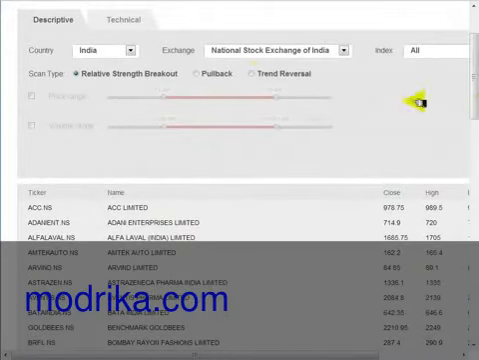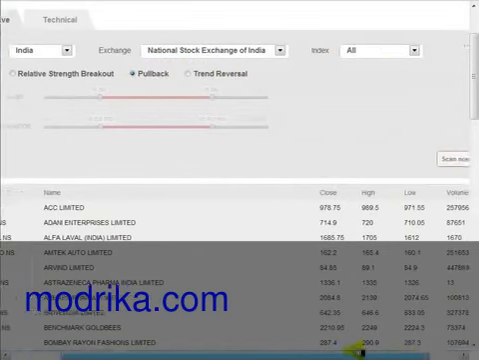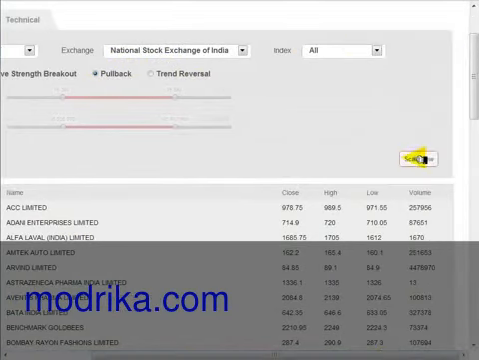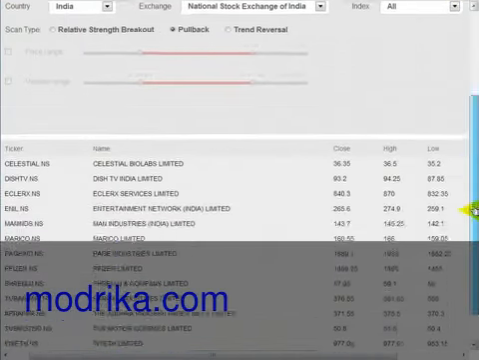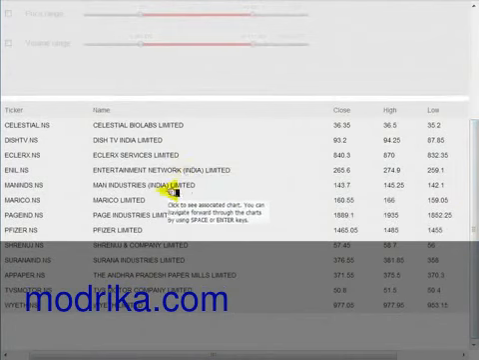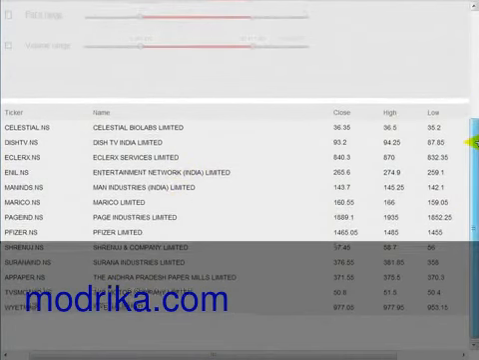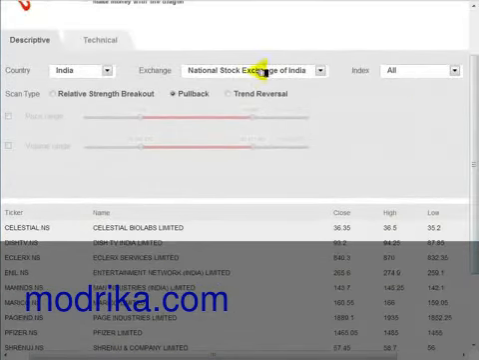We can also do a scan for what's called a pullback. This is a stock that's trending higher that pulls back to support of a trend line or a moving average. Notice here, with just the click of a mouse, we get a list of about 15 stocks that are on a pullback, which would be potential buy entries.